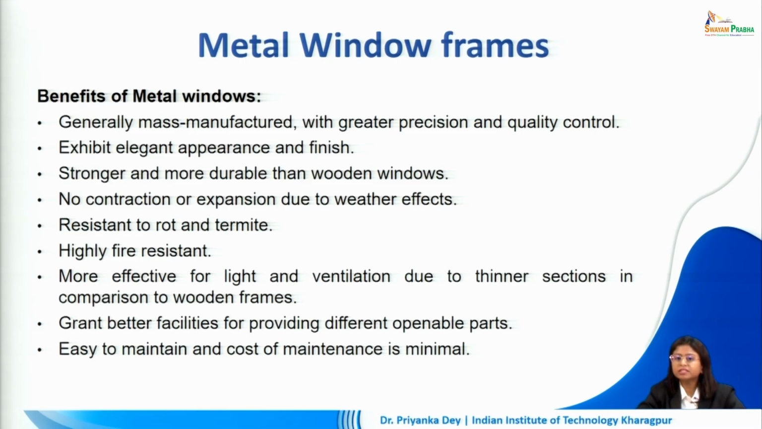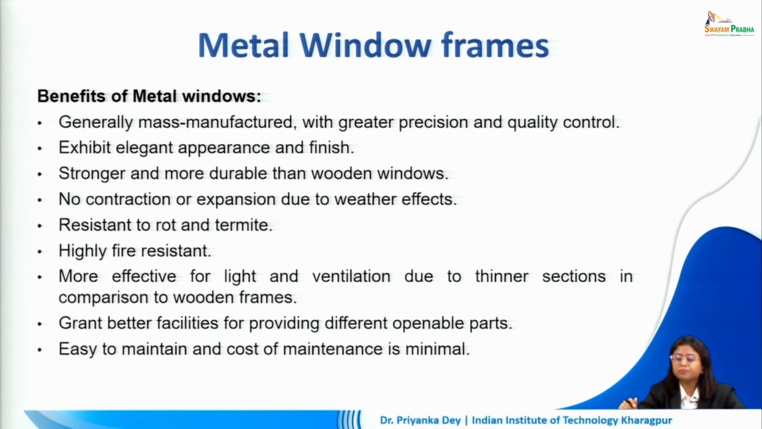They are more effective for light and ventilation because they are thinner in section. Wooden frames are much more thick and they are taking up much greater area when we look at the window opening in totality, whereas metal frames will take up lesser area. So, they actually provide more opening for light and ventilation through a particular window.